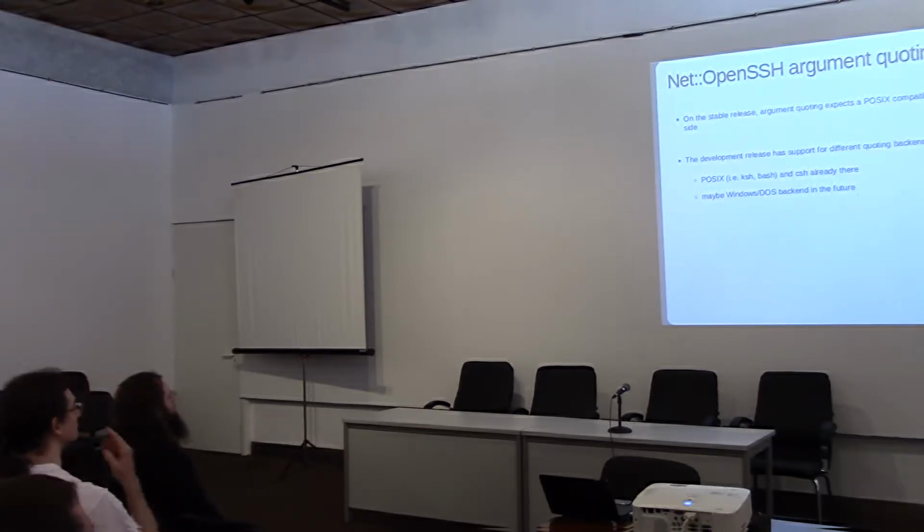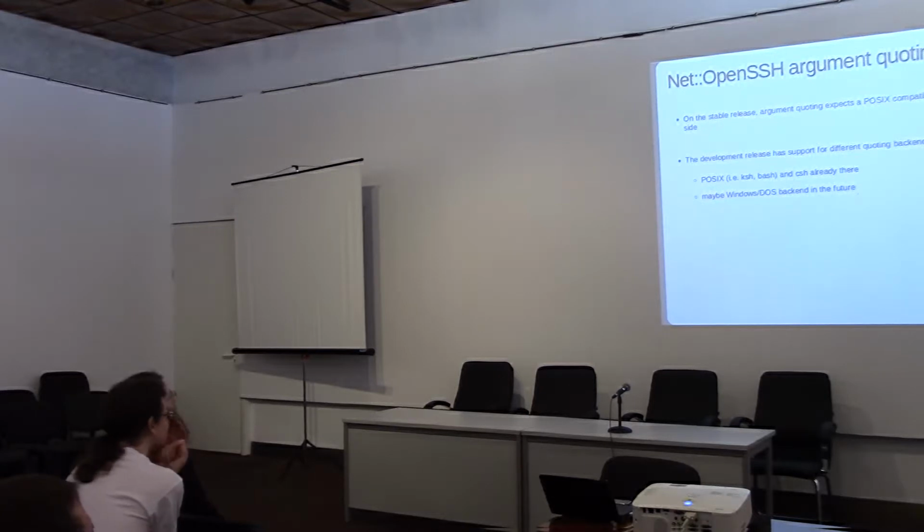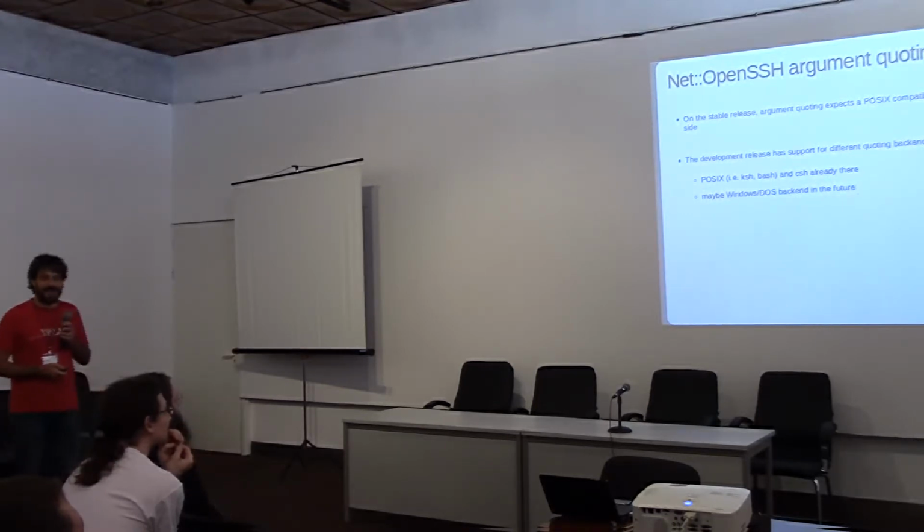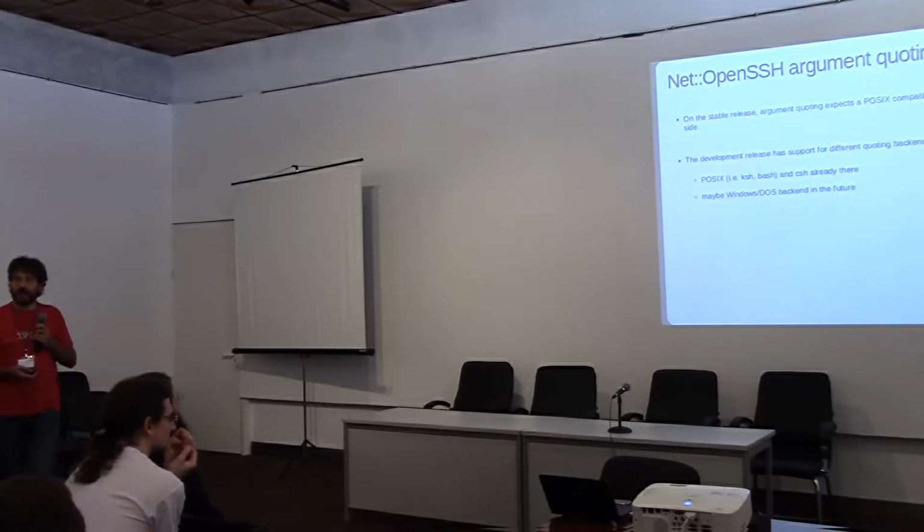Currently, the stable release supports POSIX shells, but in the development release, the argument quoting code has been moved to a backend system, so now there is support also for csh, derived support for tcsh and that kind of thing. And I am also planning to do a Windows backend, but Windows quoting is not even possible enough in the case to do quoting.